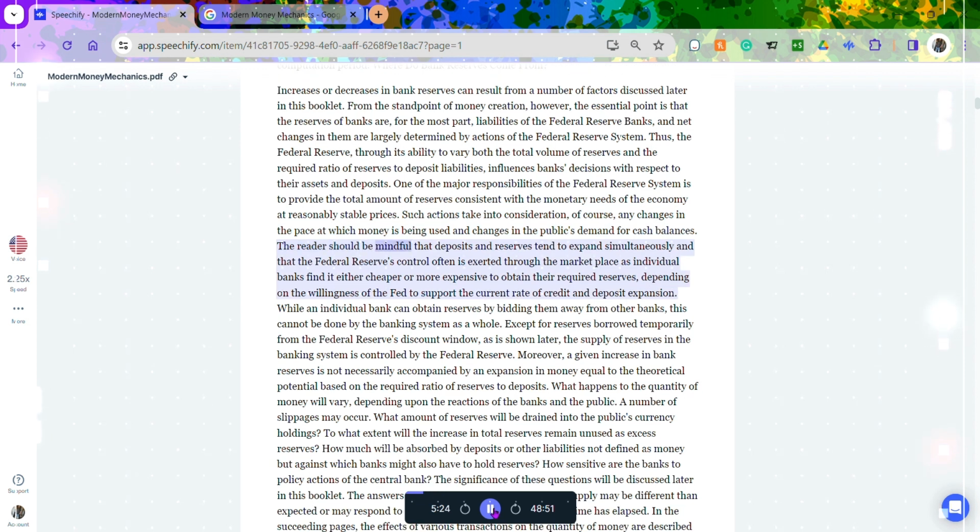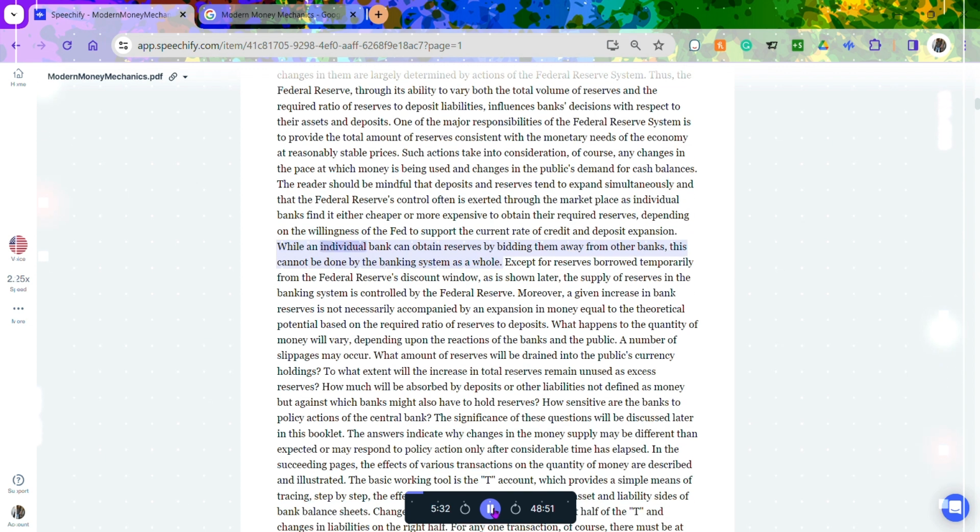The reader should be mindful that deposits and reserves tend to expand simultaneously and that the Federal Reserve's control often is exerted through the marketplace as individual banks find it either cheaper or more expensive to obtain their required reserves, depending on the willingness of the Fed to support the current rate of credit and deposit expansion. While an individual bank can obtain reserves by bidding them away from other banks, this cannot be done by the banking system as a whole.